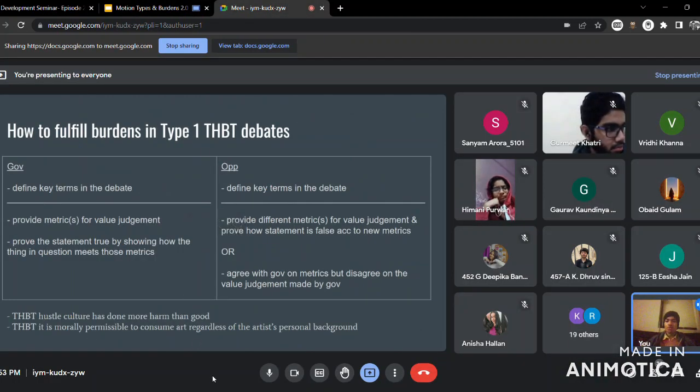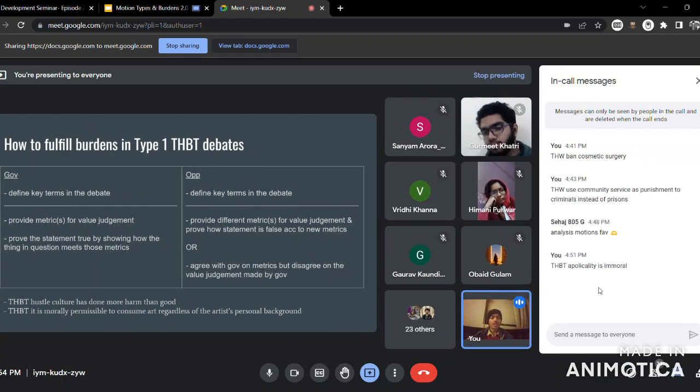What you further do in these types of motions is provide metrics for the value judgment in this debate, and then prove that the statement is true by showing how the thing in question meets those metrics. Now this is very complex. Most of you might not be able to imagine what we mean by metrics here. So let's discuss examples. This house believes that hustle culture has done more harm than good.